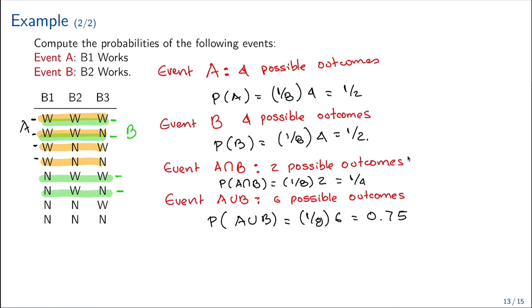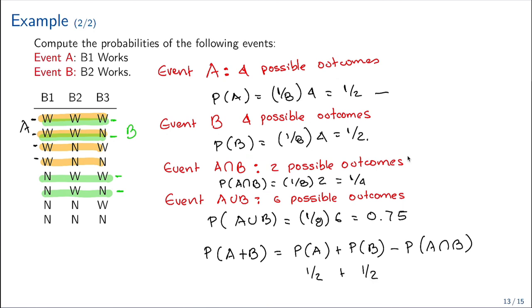We can also compute it in a different way. We can say the probability of A union B is equal to the probability of A plus the probability of B minus the probability of the intersection of A with B. So we have the probability of A is 1/2, plus the probability of B, which is 1/2, minus the probability of the intersection, which is 1/4. So in total we have 3/4, or 0.75.